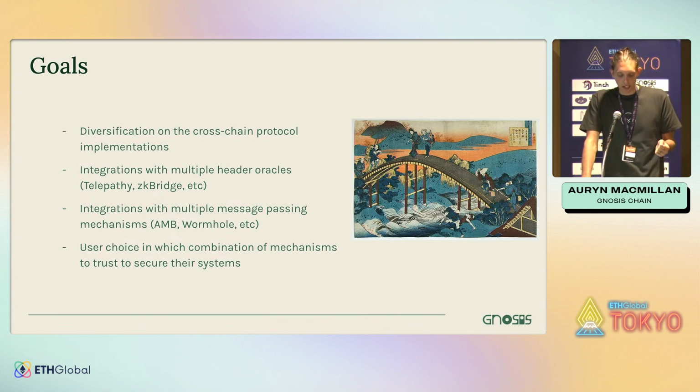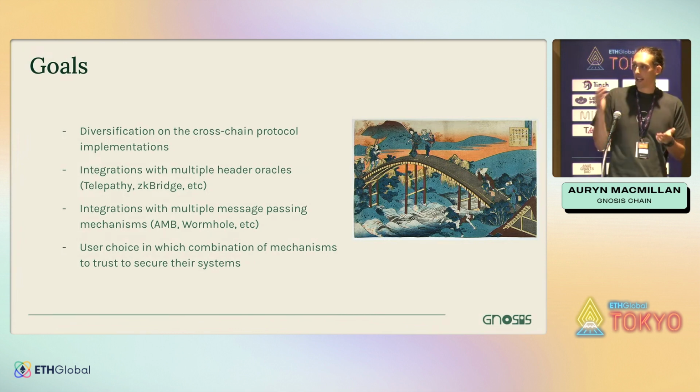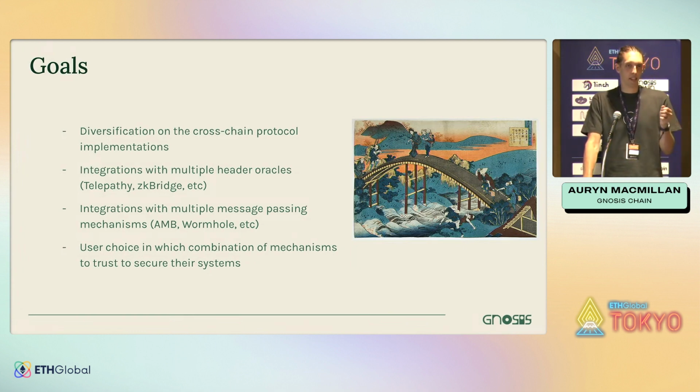The goals: diversification of the cross-chain protocol implementations. So we want integrations with multiple different header oracles. What I mean by this is client bridges where you're bringing the block header from one chain over to another chain, so that you can then do things like storage proofs on them. And then also integrations with multiple message passing mechanisms.